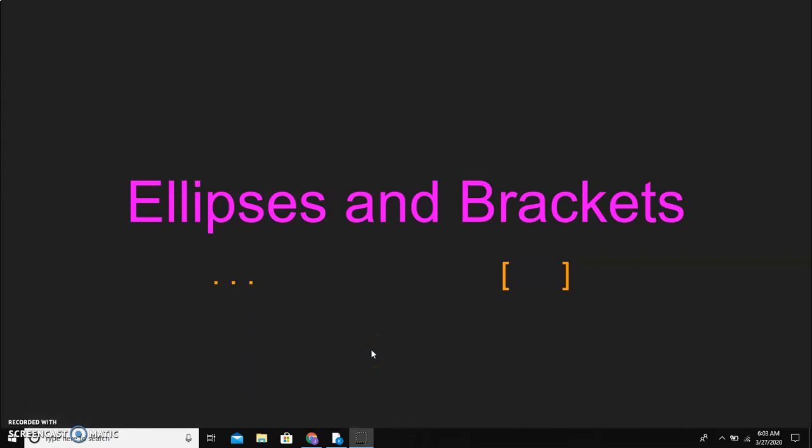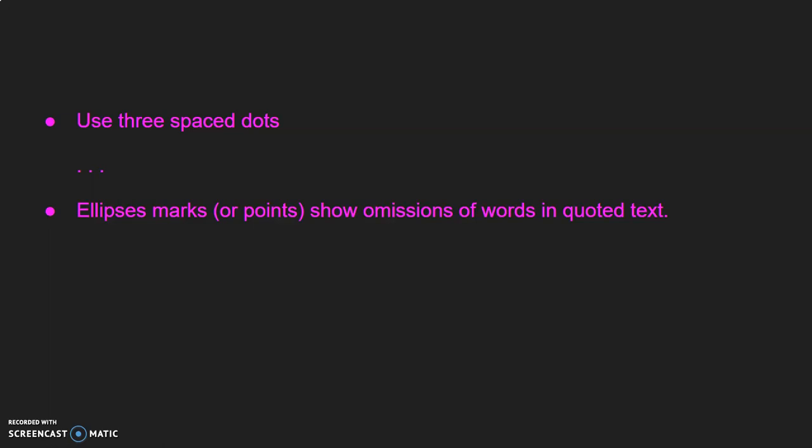Today we're going to talk about ellipsis marks and brackets. We're going to start with ellipsis marks. Sometimes they're called ellipsis points, and when you write them or type them, you use 3 spaced dots. Ellipsis marks are used to show omissions in words and quoted text.